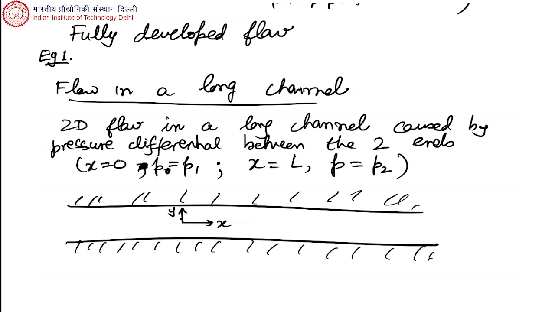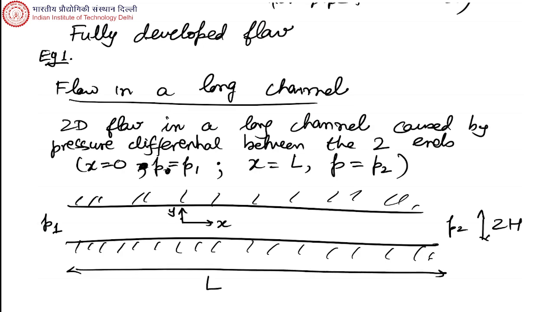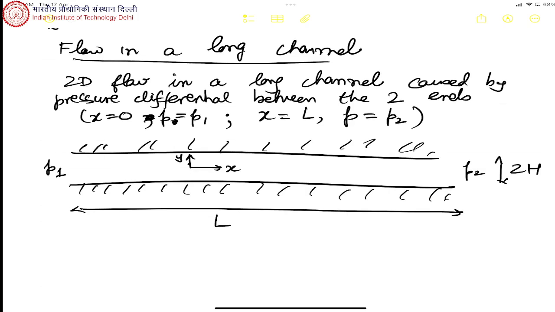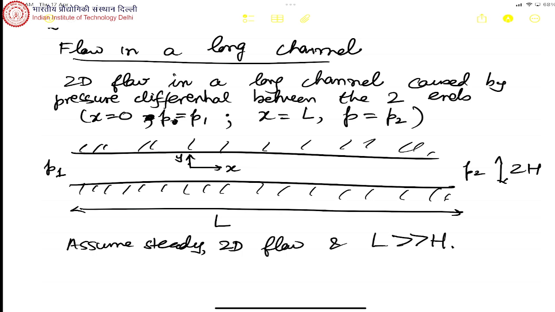We set up our XY coordinates like this. Pressure here is P1, pressure here is P2, this is 2H, this length is L. So this is what the problem specifies. Then it will also say assume steady 2D flow and L is much bigger.